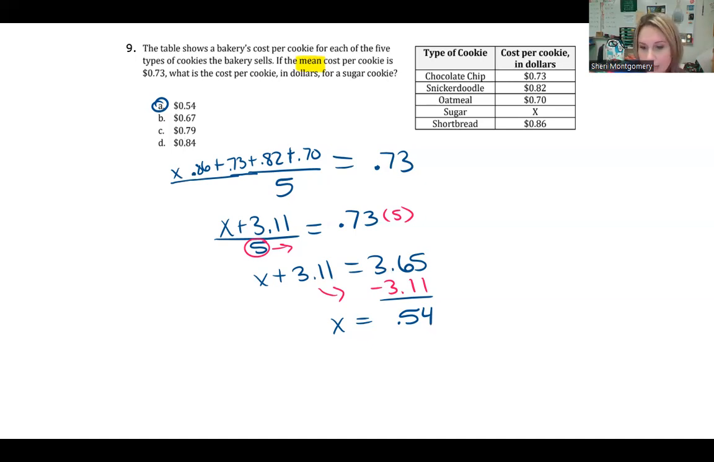I know we're going fast. I want you guys to have plenty of time on the quiz. Yep, you can always plug in the answer choices and see which one works. That's the same way with the whole quiz.